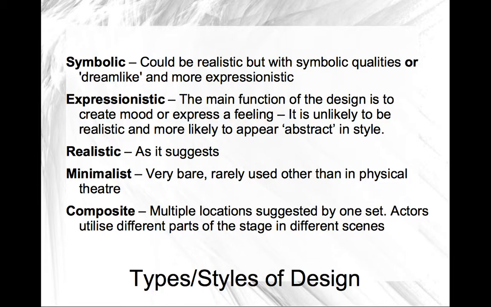Composite set, when you've got different locations on one stage, so let's imagine a house, and we might have on the stage a bedroom, a living room, and a bit of the garden all on one stage, and the lights move, the lights light up different areas depending on what part of the stage is active, what scene is being played at the time.